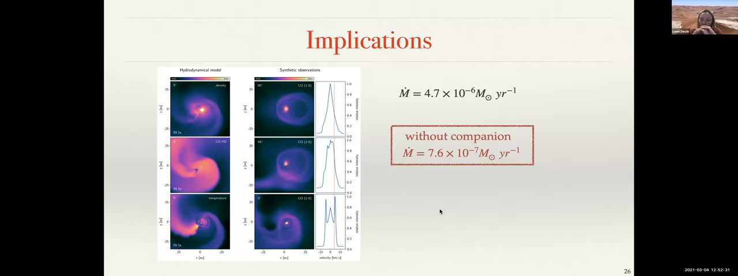Someone makes the remark that you talk about AGB winds, but you've observed red giant branch stars. Could you clarify? No, we have observed AGB stars, but I just talk about red giants in general. This was a result on the AGB stars. We have also, and Miguel knows that, some very interesting red supergiants, but they have not been published yet. But they are also not spherically symmetric.